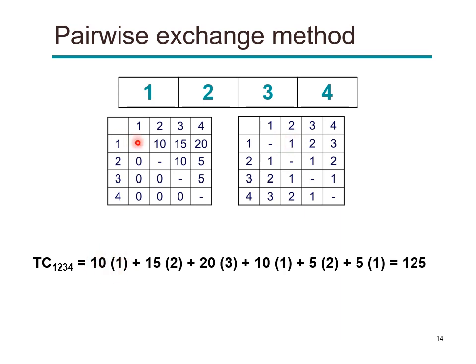Plus, the flow between 1 and 3 is 15. Distance between 1 and 3 is 2, so it's 15 times 2. Then 1 to 4 flow is 20, distance is 3, 20 times 3. Then we have this 2 to 3, 10 times 1. Okay. 2 to 4, it's 5 times 2. And 3 to 4, it's 5 times 1.